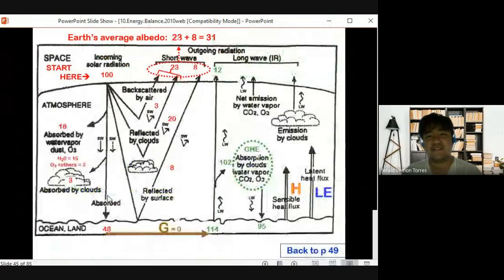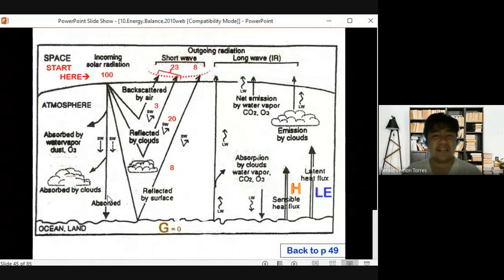Okay, let's try to compute. Gamitin natin yung equation for the net energy. Tignan natin. So technically alamin lang natin outcoming saka incoming radiation.